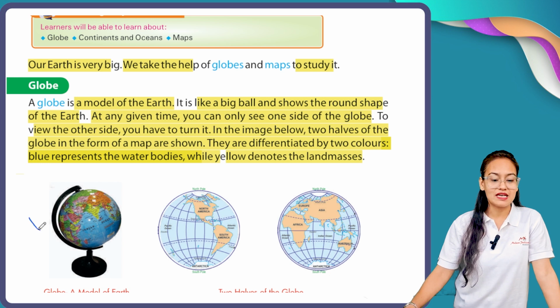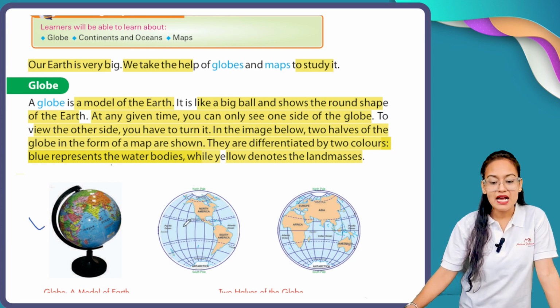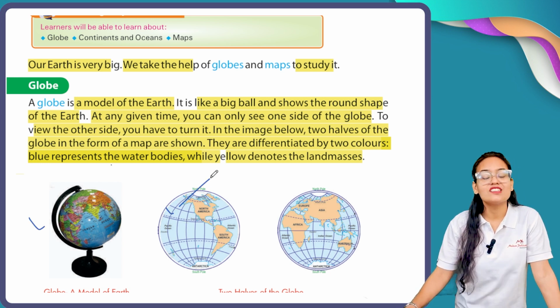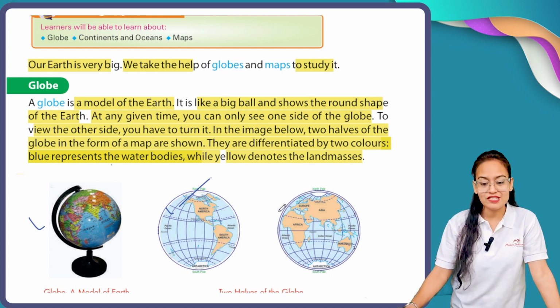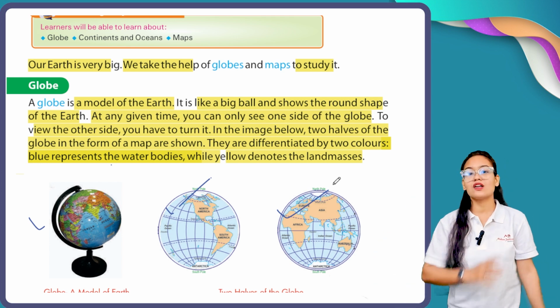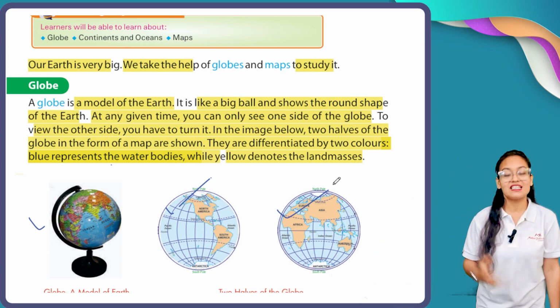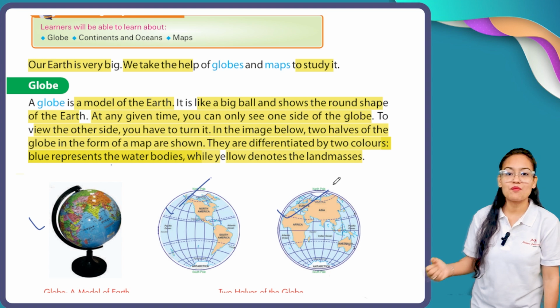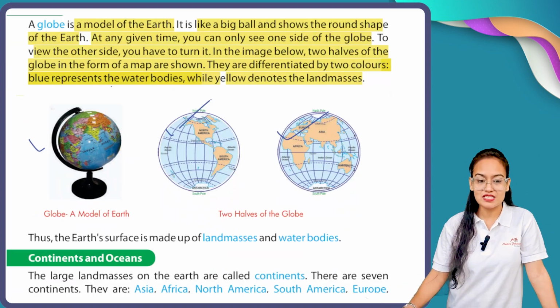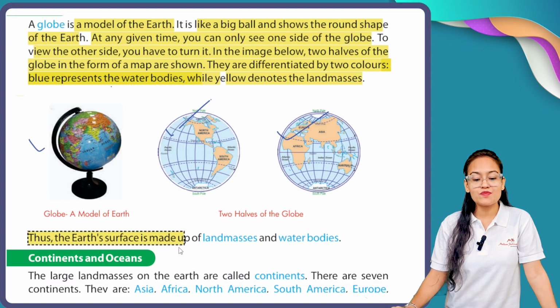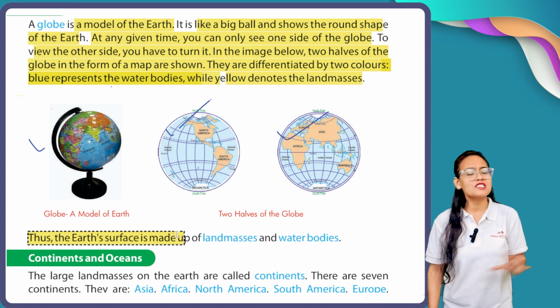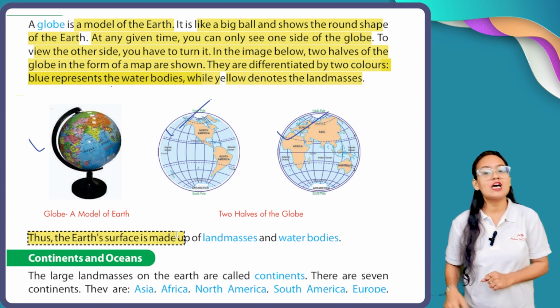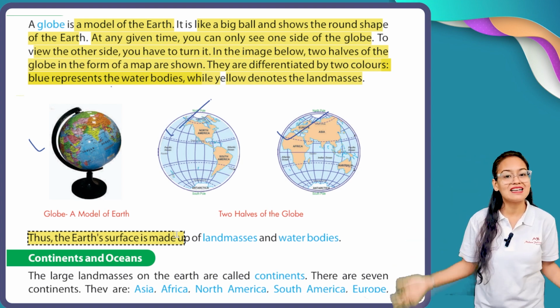Now what is the meaning of yellow colored and blue colored? Let's have a look. See, this is your globe. This blue color shows the water bodies which are present on our planet Earth, and this yellow color shows the land masses, the land bodies which are present on our planet Earth. Thus the Earth's surface is made up of land masses and water bodies. I hope this concept is clear to you. Our Earth is made up of two huge bodies, land and water.